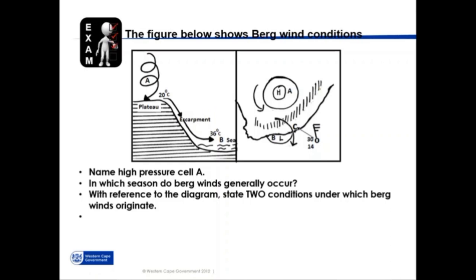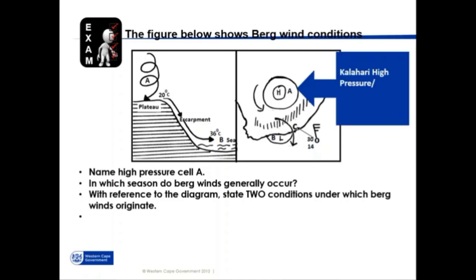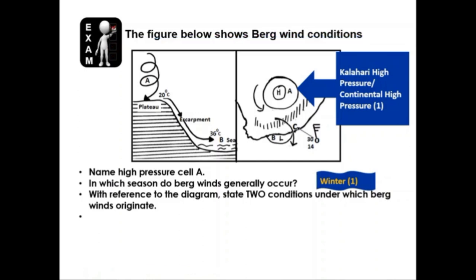Okay, there you can see we have the coastal low also there. If you look at the arrows, the air moves from the interior of the country and moves to the coastline. Then they ask, name the high pressure cell at A. Still remember his name? Kalahari high pressure. Okay, which season? Winter months. Okay, state two conditions under which berg winds originate. Here we go.